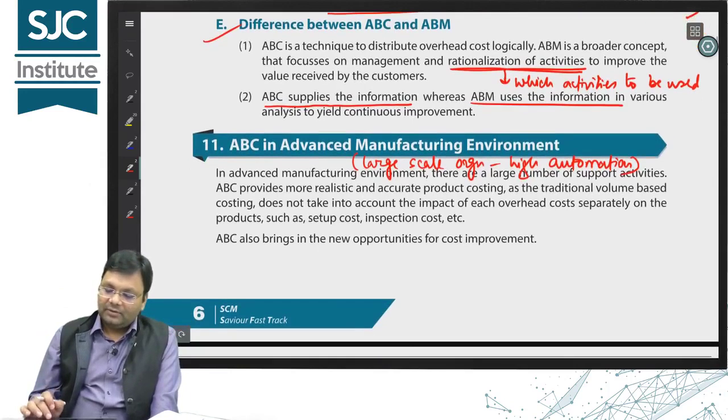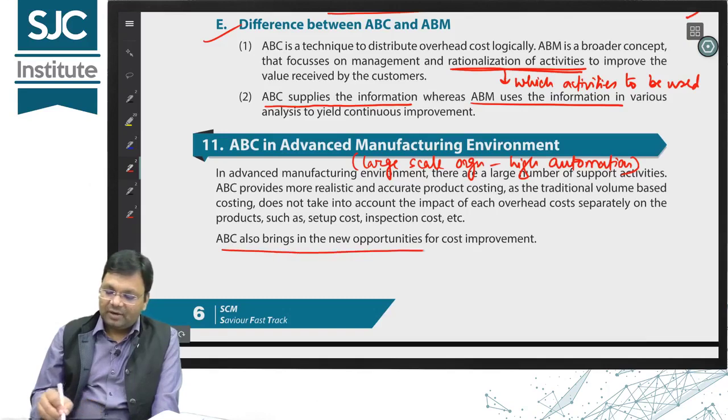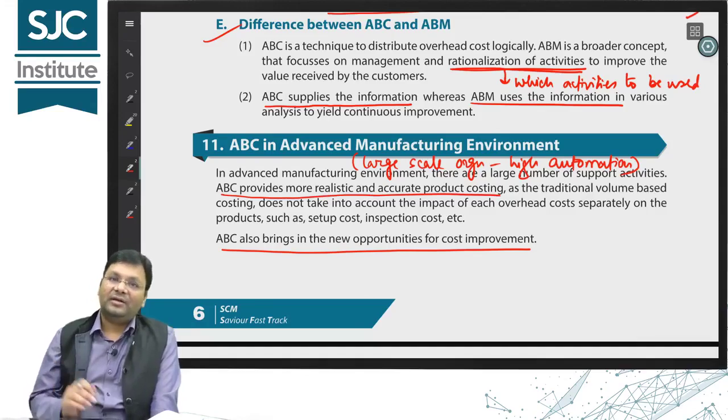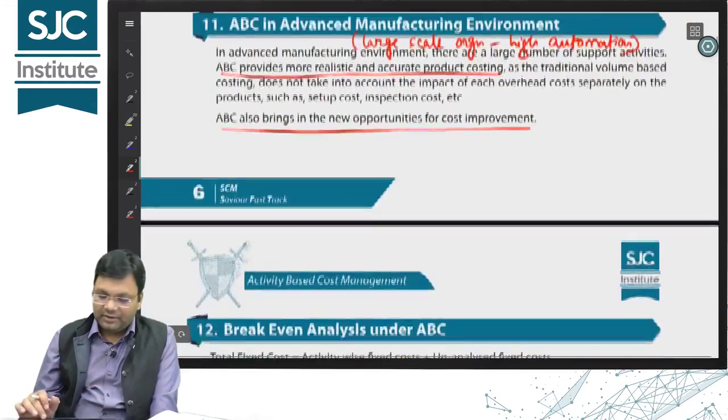So ABC there brings a lot of opportunities for cost improvement. Their traditional costing will not reflect the true cost. That's written in the first paragraph. ABC provides more realistic and accurate product costing. Traditional will not reflect the breakup of different costs over there.